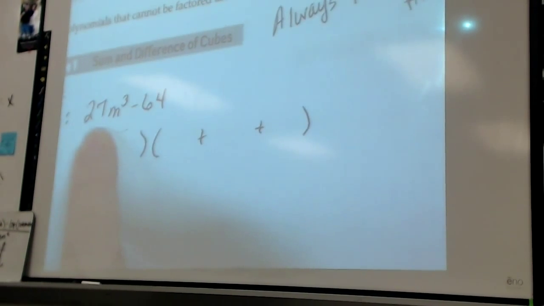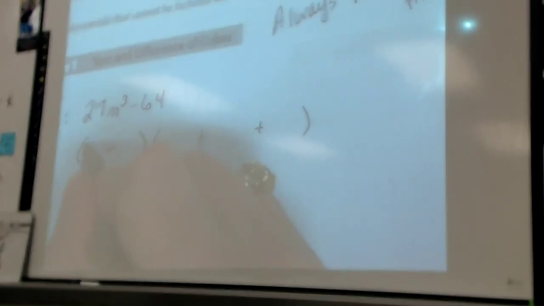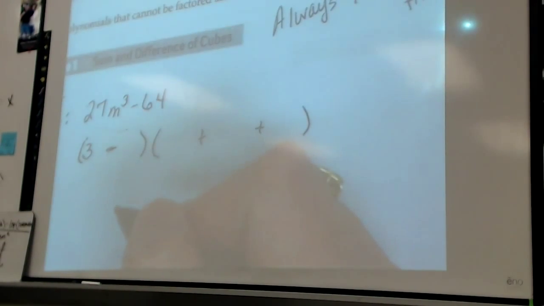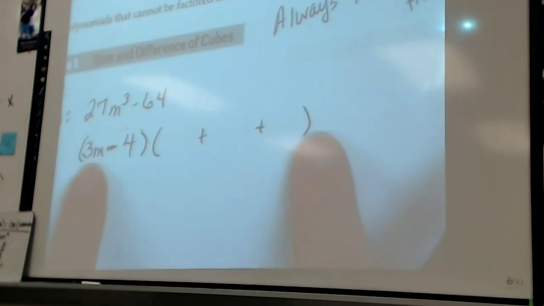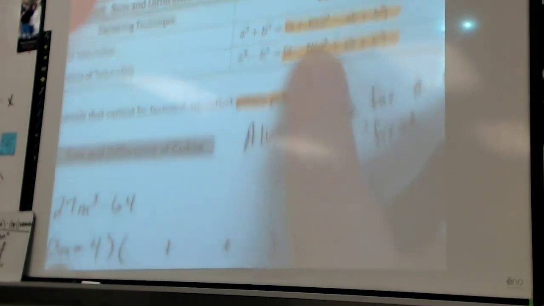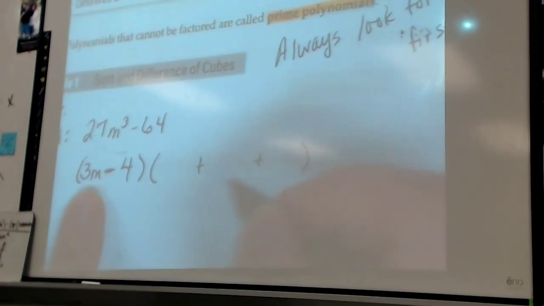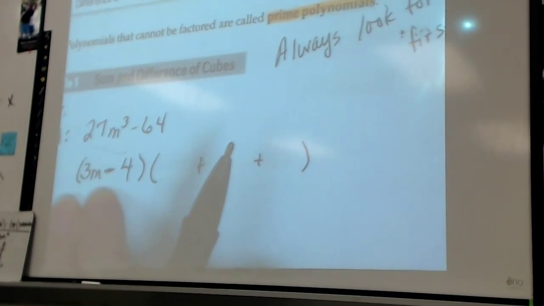So what's the cube root of 27m cubed? 3. What about the m cubed? M. The cube root of m cubed is m. What's the cube root of 64? So there's your first factor, 3m minus 4. Okay, now look at these to get this. So if you go back up here, our 3m is our a. So we want to square the 3m. What's 3m squared?